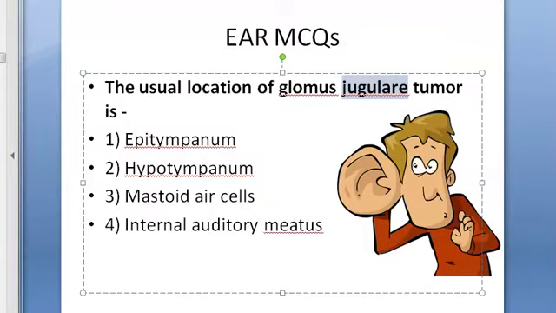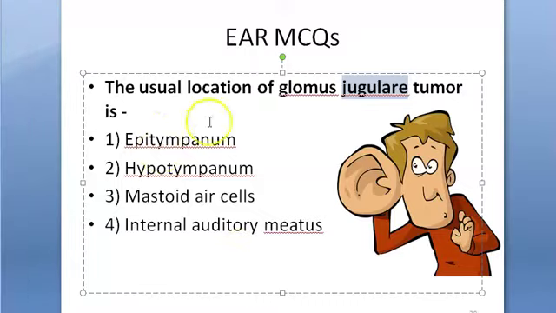So why do they have this name? Because they resemble the carotid body in structure, which is found in the dome of the jugular bulb. So they named it something like this. Okay. So the usual location of glomus jugulare tumor, we already told you it's a middle ear benign tumor.